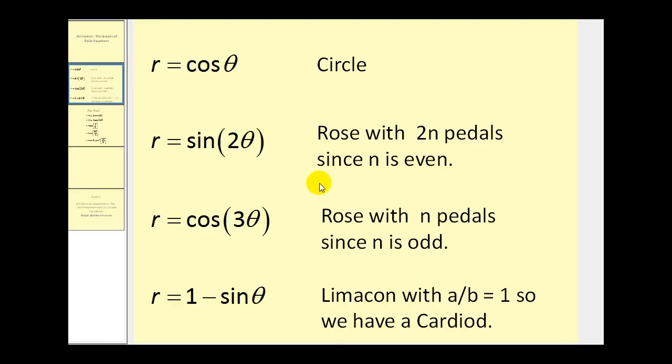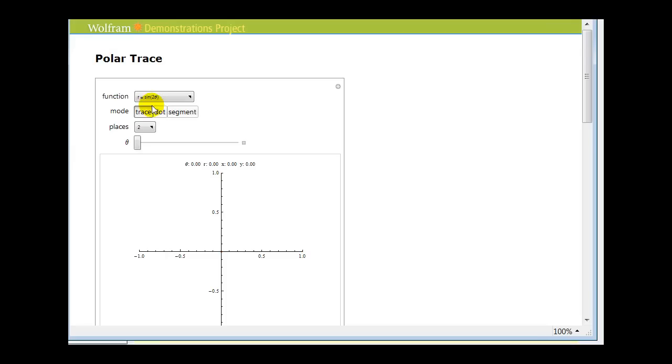Okay, the next graph we're going to take a look at is r equals sine 2 theta. Remember, this is a rose, and if n is even, we have 2n petals. 2 times an n value of 2 would give us 4 petals, since n is even. Let's take a look. Since sine 2 theta would be 0 at 0 radians, we'll start at the pole. And as theta increases from 0 to pi over 2 radians, we can see r increases to 1 at pi over 4, and then returns back to 0 at pi over 2.